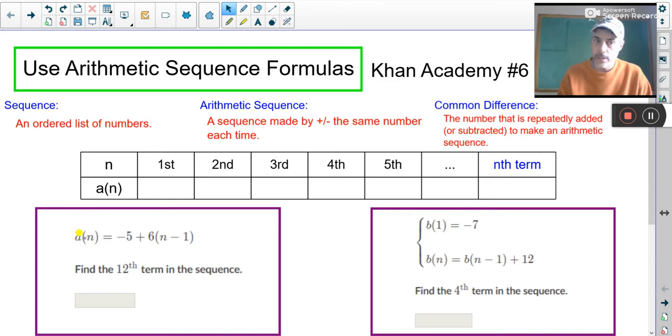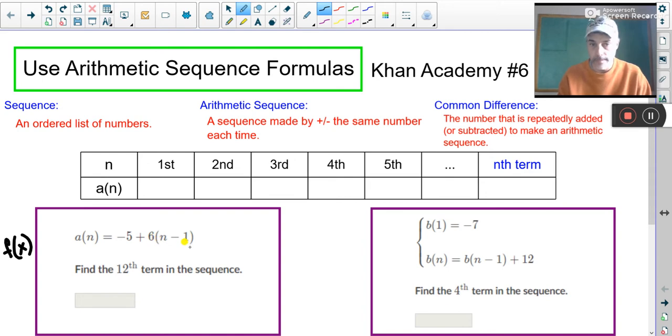Okay, so let's look at some of the symbols that we have here. This is like function notation, and so this is read A of n, just like we would have in previous classes, something that would look like this, f of x. That is our function notation. We're using that here. So A of n equals -5 plus 6 times the quantity n minus 1. Find the 12th term in the sequence.